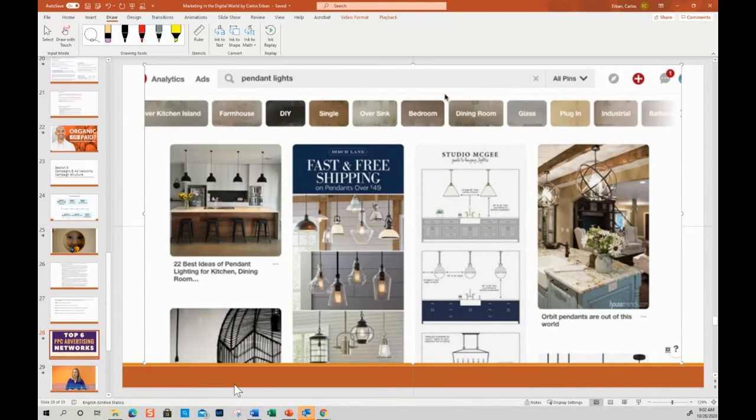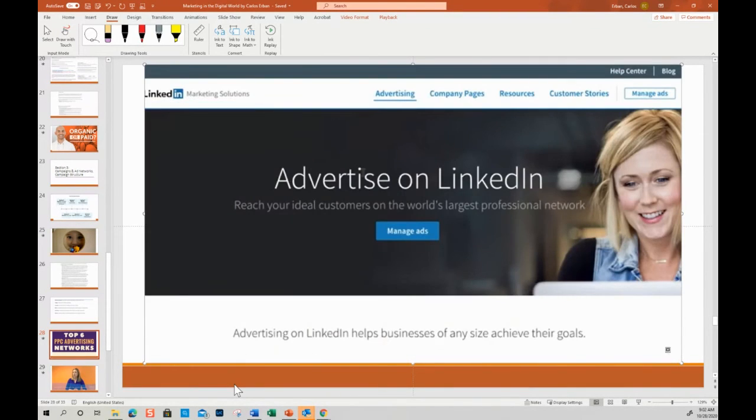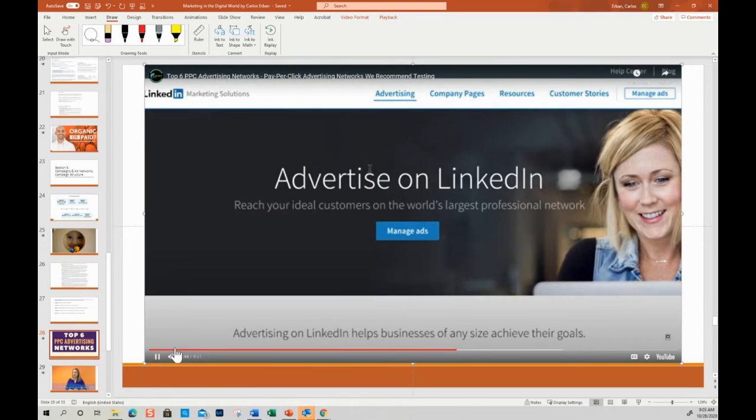LinkedIn ads are definitely more of a professional business type advertising channel. You're not going to come on here and really promote your pots and pans for sale or your new recipes. You could try, but it's really better for driving leads towards your business.